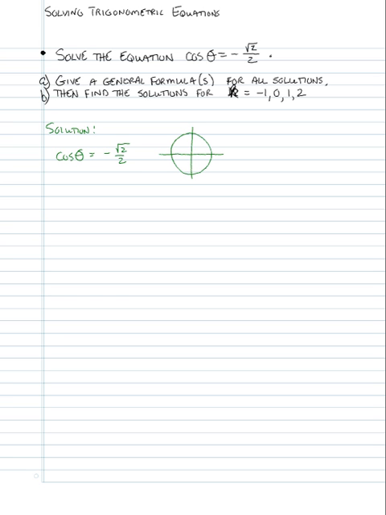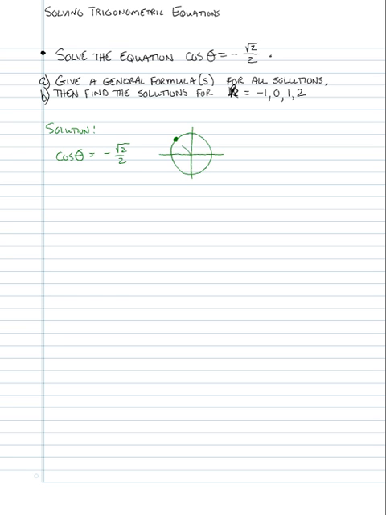Now, negative square root of 2 over 2, oh well, that's going to be in a position about like this. We recognize square root of 2 over 2 as something that has to do with pi over 4s, doesn't it? So I can think, in this position I'm going to have a cosine value that's negative, and that's going to have something to do with pi over 4, isn't it?